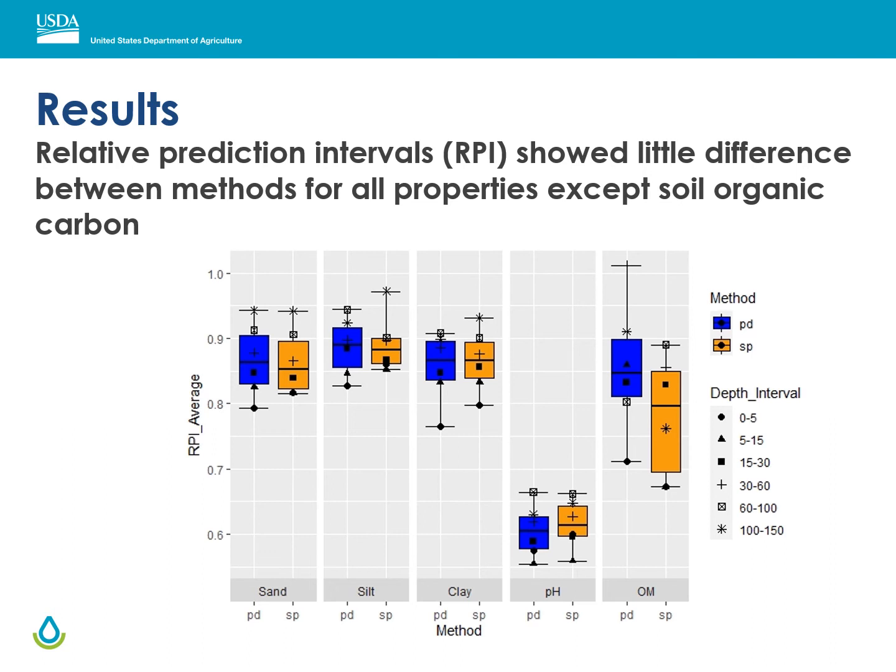Uncertainty was highest at depth for most properties with the exception of soil organic carbon, where middle depths had similar or higher uncertainties to the deeper depths.